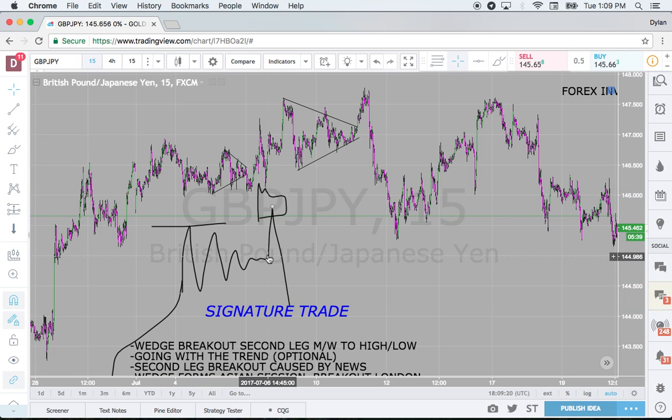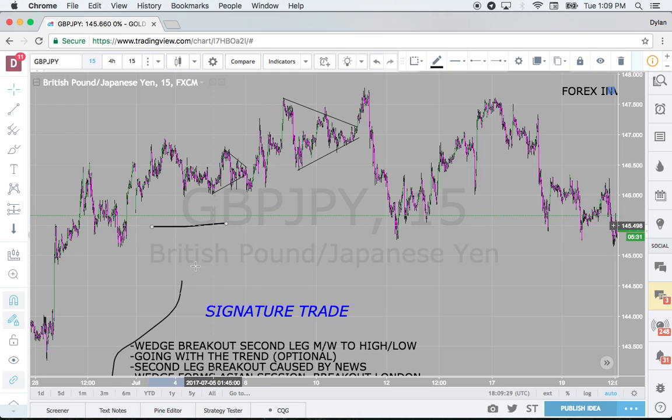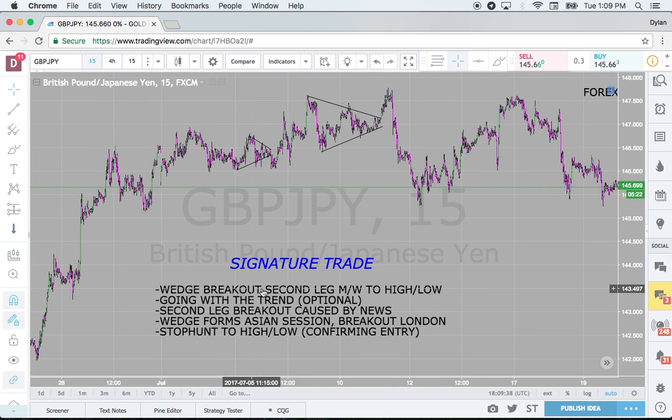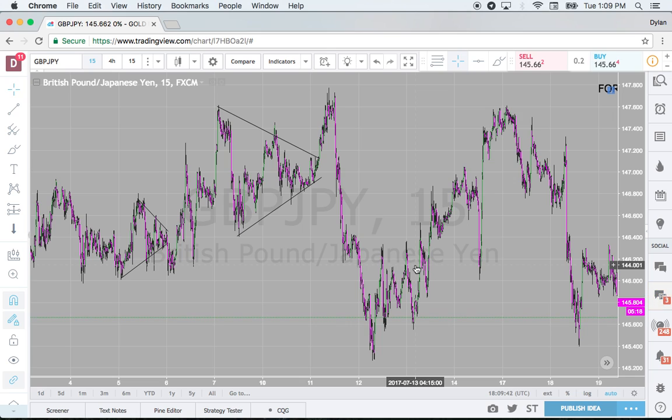So that's all this trade is, you guys. No indicators necessary, no averages, no templates, none of that junk. You don't need any of that to trade this. And this is a very highly probable setup. So: wedge breakout, second leg M or W to the high or the low of the day.